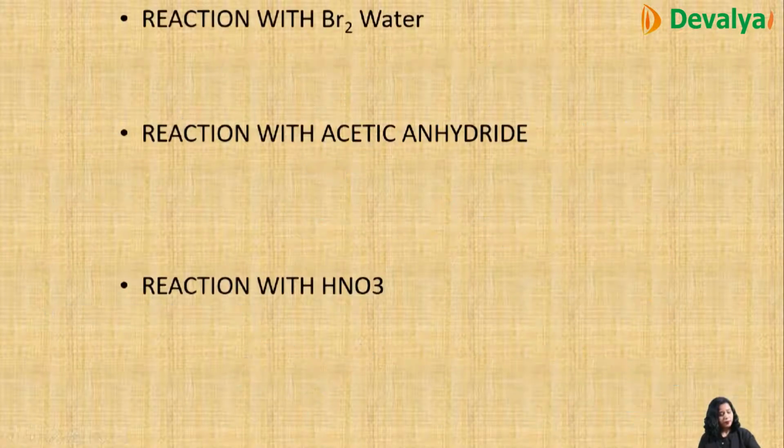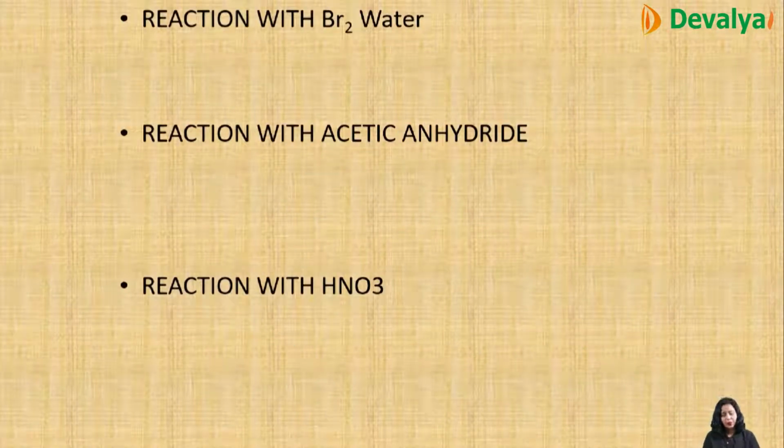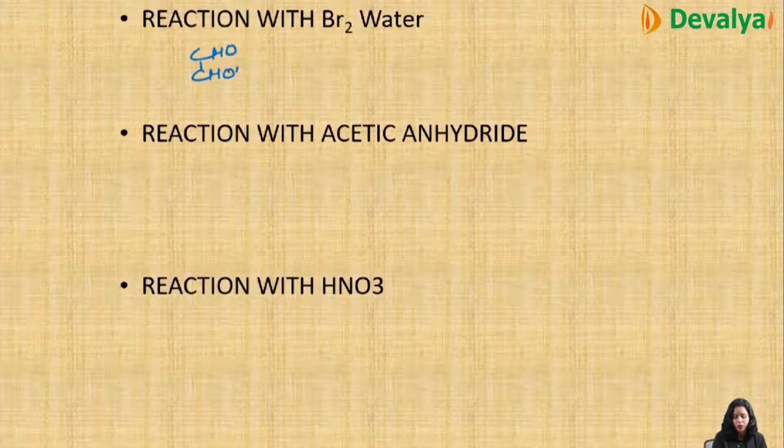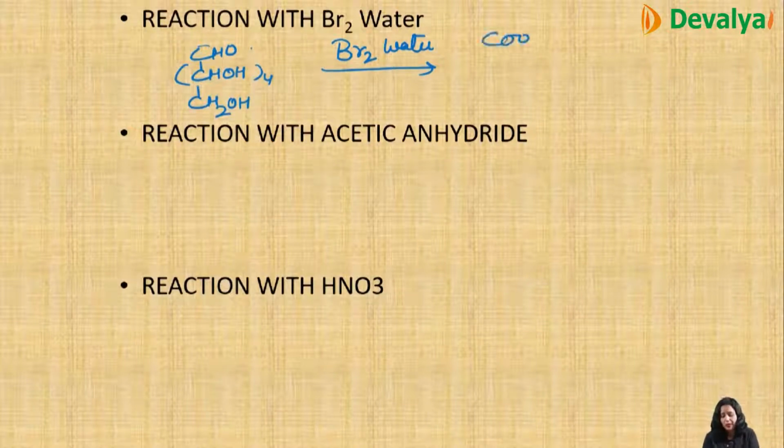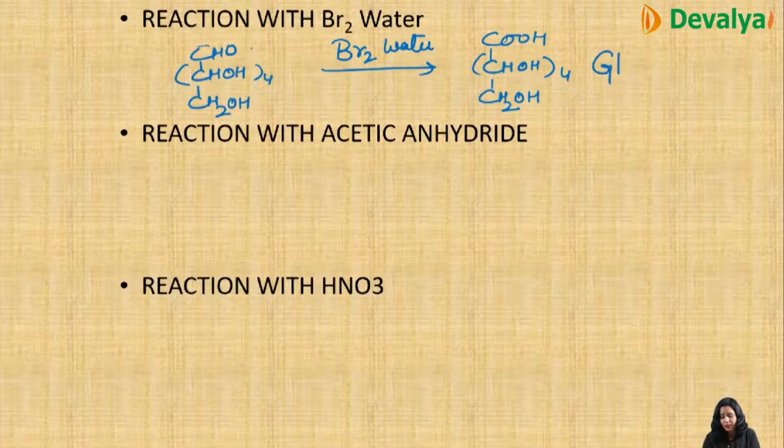Then is the reaction with bromine water. If we take glucose again, that is CHO, (CHOH)4, CH2OH, and if I add bromine water, which is an oxidizing agent, the aldehyde will change into carboxylic acid, that is COOH, (CHOH)4 and CH2OH, which we call gluconic acid.